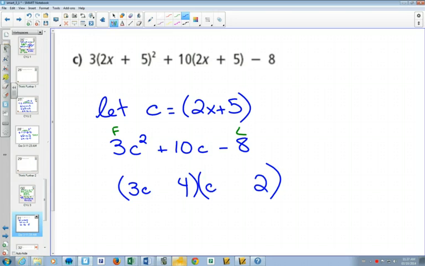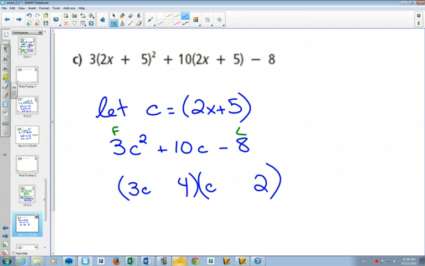4 and 2. What's my outside? 6. What's my inside? 4. 6 and 4 makes 10. You get excited, right? Yeah, got it. Now, this is why I always get you to check in the end, because when you factor, there are some answers that will give you the right number but won't be the right answer.